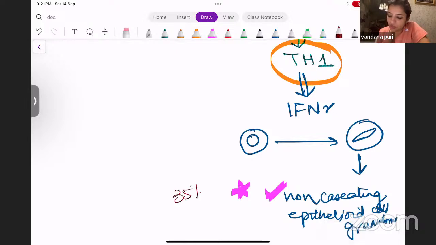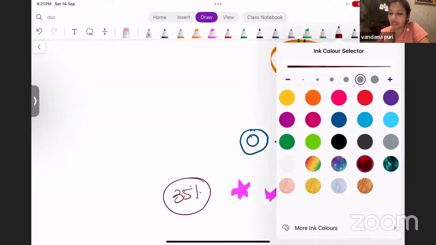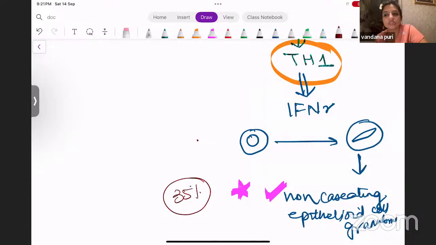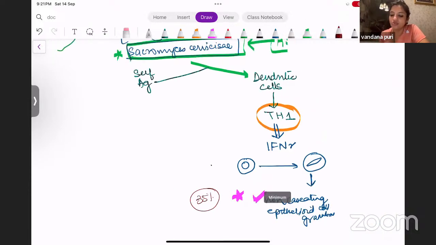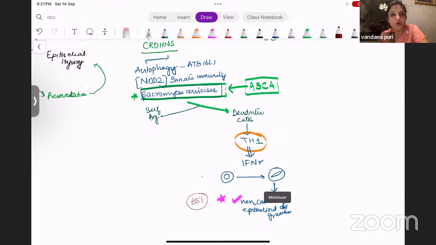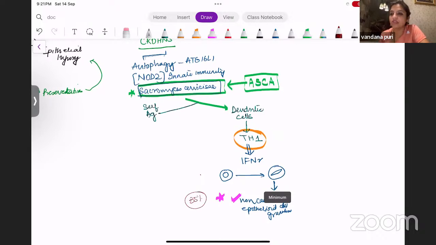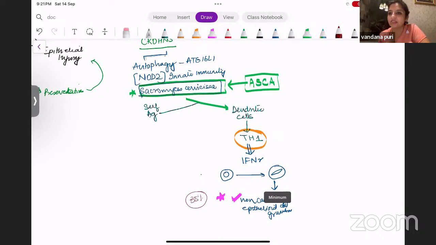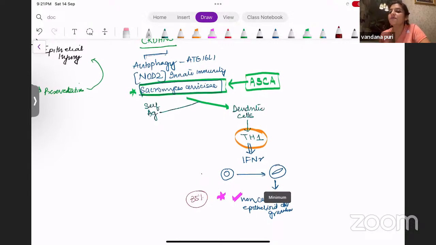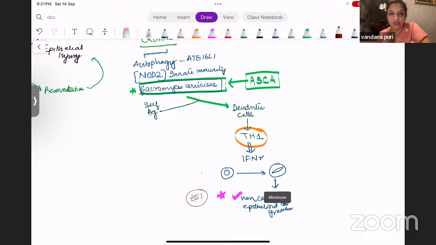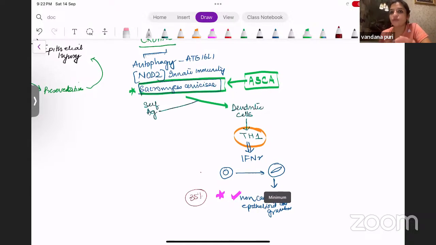35% of Crohn's disease patients will show you granuloma. So if we look at the pathogenesis of Crohn's disease, everybody should be clear that the main culprit here is T helper 1 cells, the main interleukin or cytokine here is interferon gamma, and the main event that occurs here is non-caseating epithelioid cell granuloma. That's the hallmark of Crohn's disease.